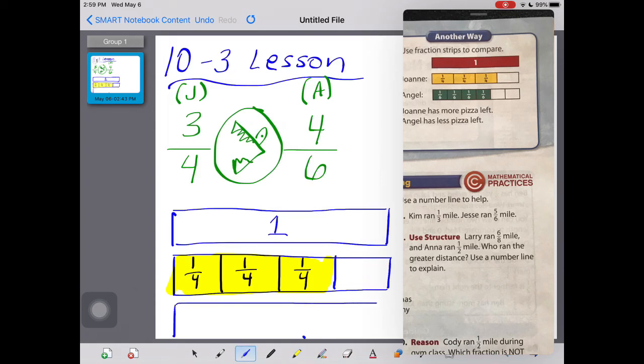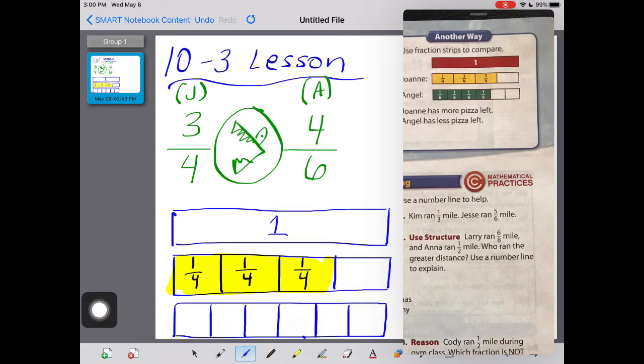Now we can draw Angel's pizza. And hers is divided into 6. So we need to divide that into 6 equal pieces. So I'll divide that in half. That gives me 2. The left side, I need 3 equal pieces. So I'm going to put 2 more lines to give me 3 spots. And then on the right side, 2 more lines. And that'll give me 3 more.